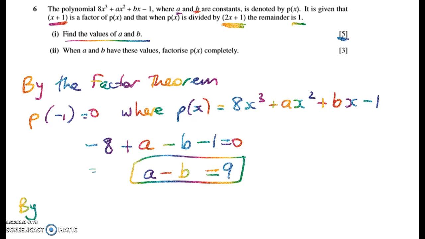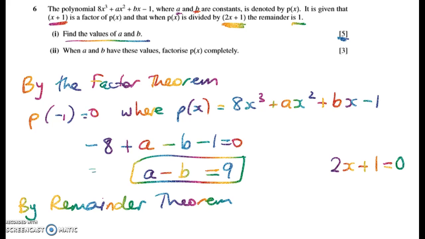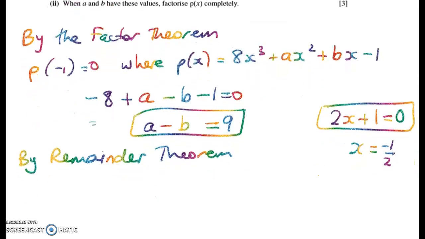Now, by the remainder theorem, what can I say next? Well, the next factor that I'm looking at is 2x plus 1. So the way we figure out the value to put in, to go over it again, is to say, well, what x value is going to make 2x plus 1 equals 0? It's x equals negative 1/2. So we know that the remainder is going to be 1. So p of negative 1/2 is equal to 1.